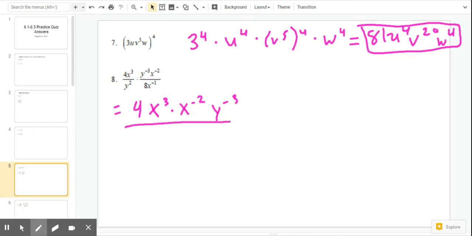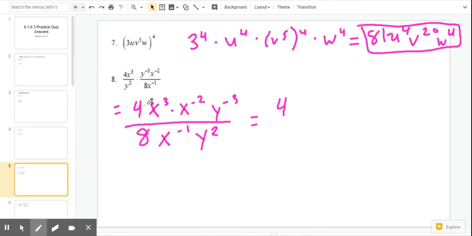I know you're probably tempted to do something with those negatives, but let's just save that till the end. So then in the denominator, I always want to put my coefficient first. So we'll have 8. And then let's do the x's first. So x to the negative first times y to the second. All right, so here we go. Let's keep simplifying.